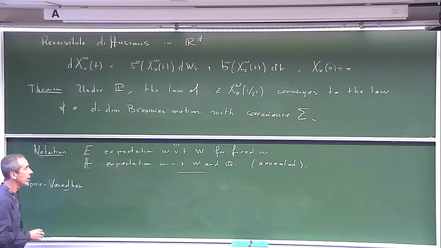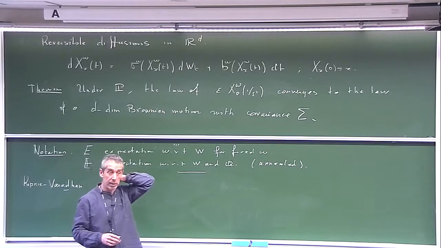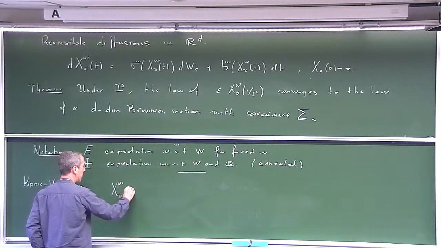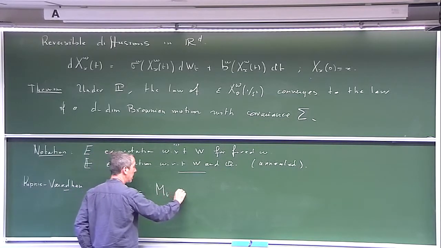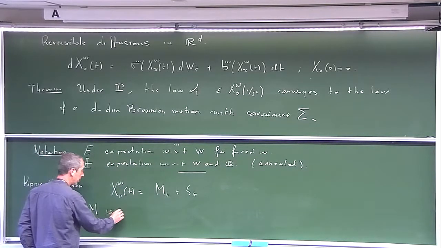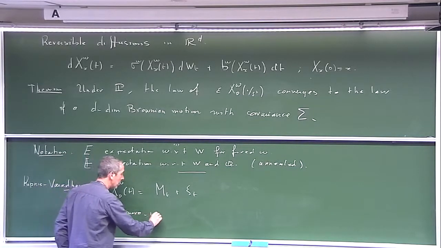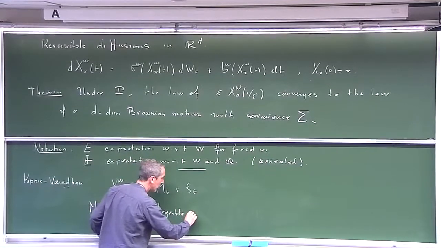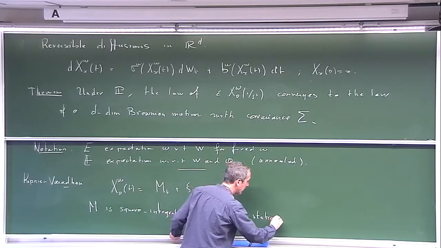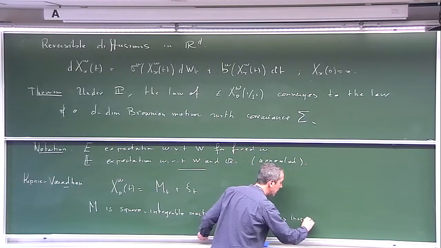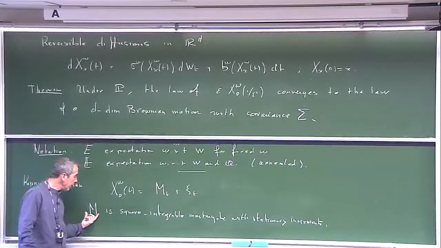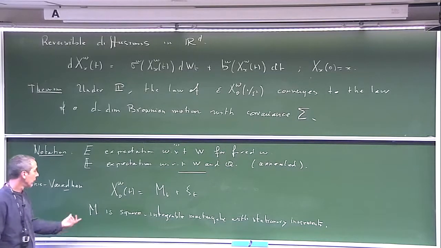Now, the proof in Kipnis and Varadhan relies on the fact that you can approximate this diffusion process by a martingale. What Kipnis and Varadhan proved is that X omega 0 at time t, you can write as a sum of two terms, M_t and xi_t. In this decomposition, M is a square integrable martingale with stationary increments, and a bit more, you have some control on the increments. Anyway, M is such that you can apply the invariance principle for martingales to M.